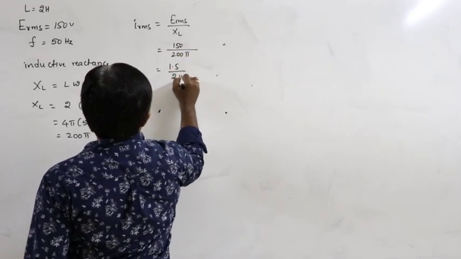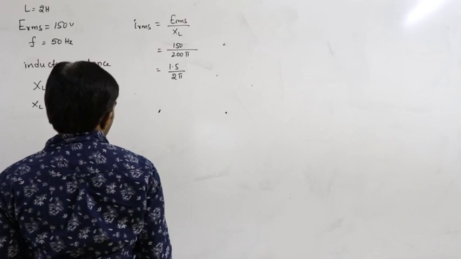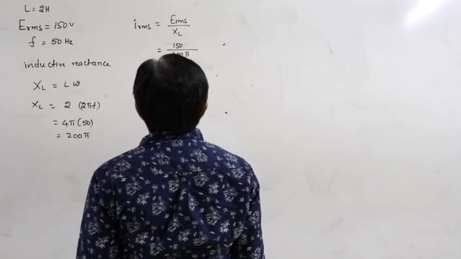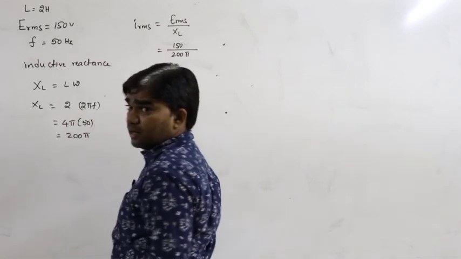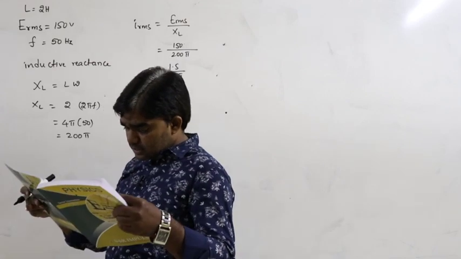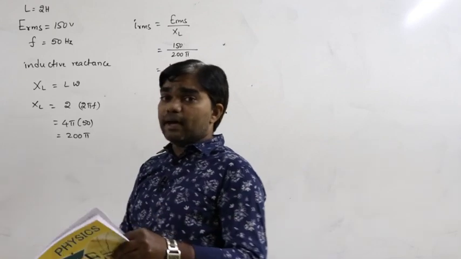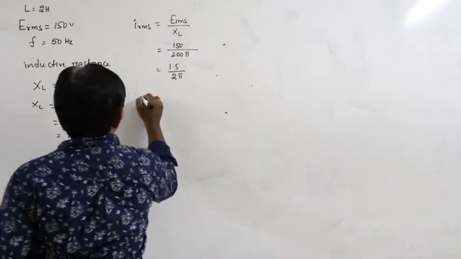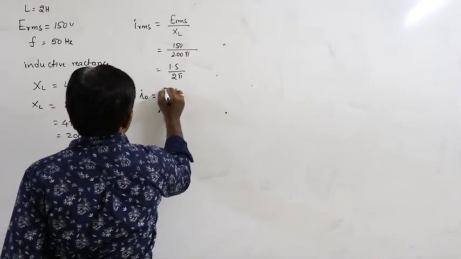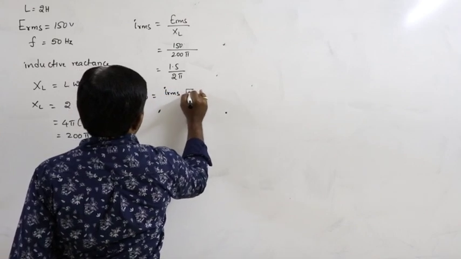That is 1.5 by 2 pi. So that is the I RMS. But what we have to calculate? Find the maximum value of the current. Maximum value of the current. That means I naught. I naught is equal to I RMS into root 2.